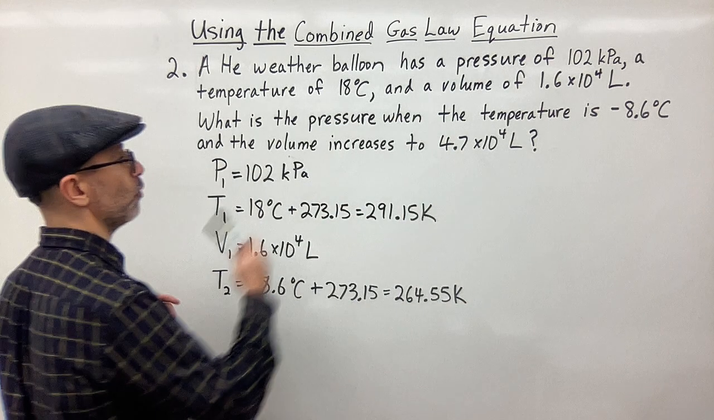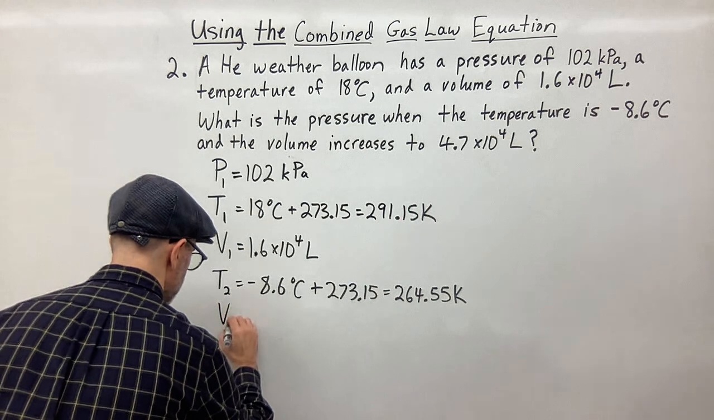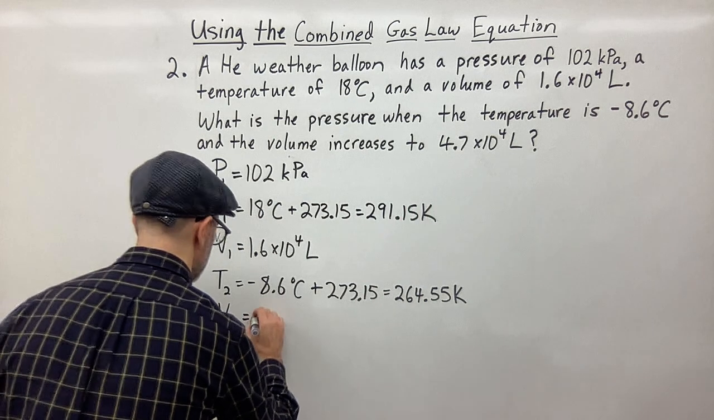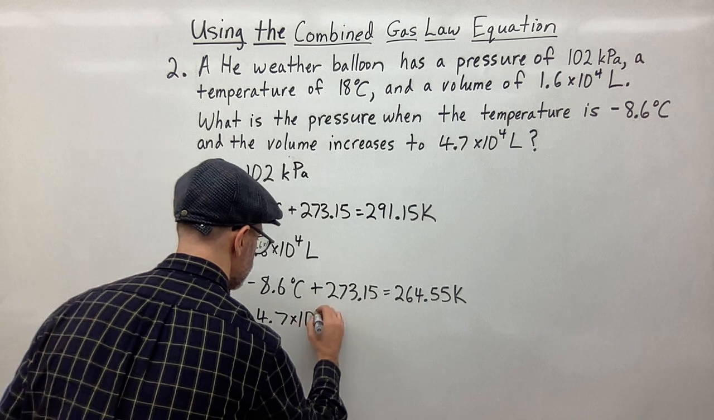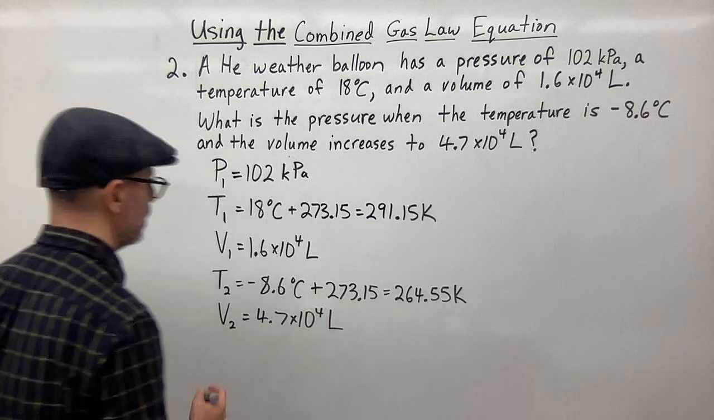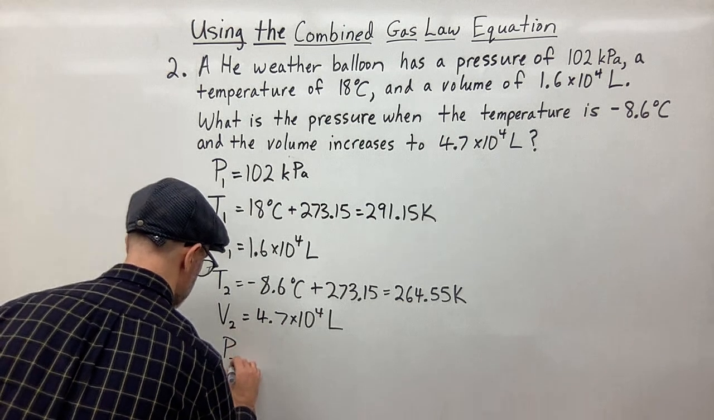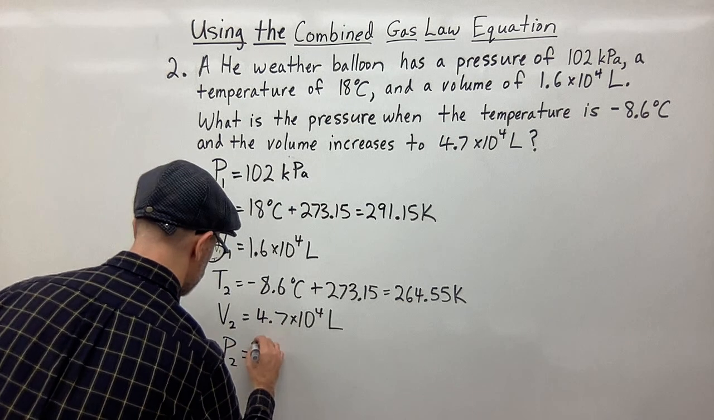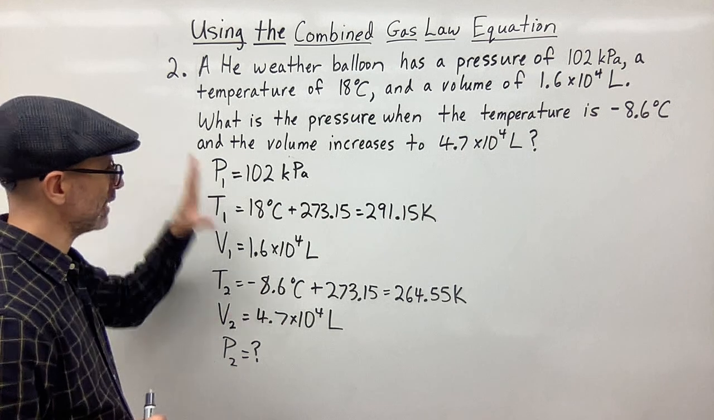And then we're given the new volume, which is going to be our V2. V2 is equal to 4.7 times 10 to the 4 liters. And we're trying to find the new pressure, P2, which is equal to question mark. We don't know, that's what we've got to find. So now I have everything labeled.